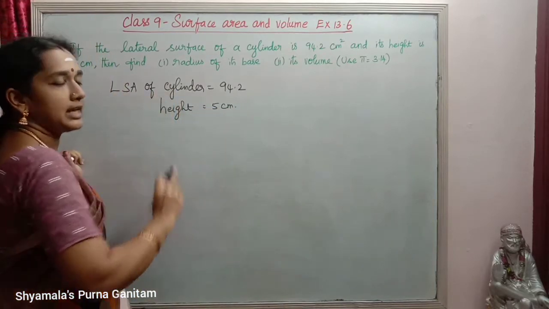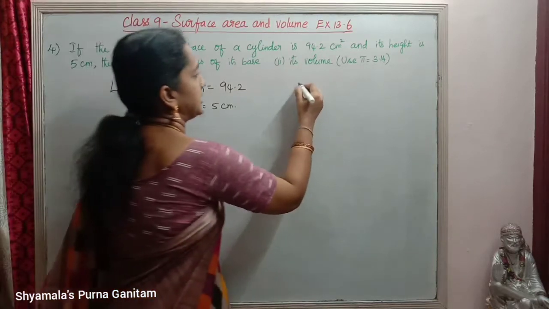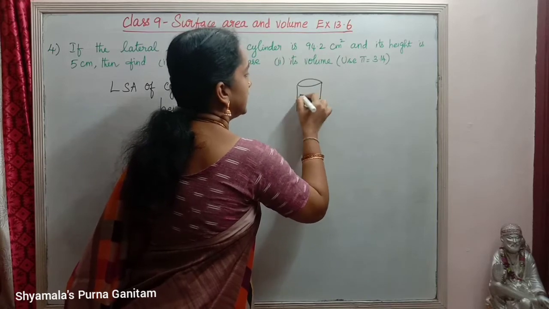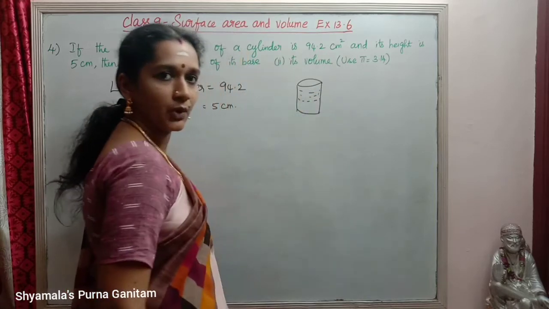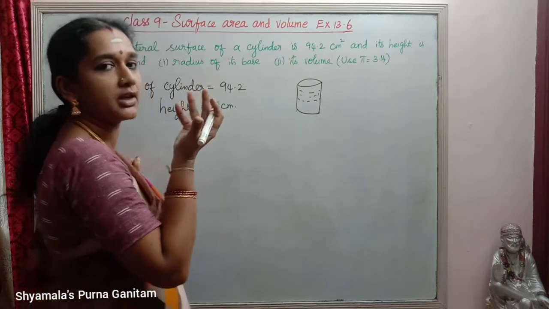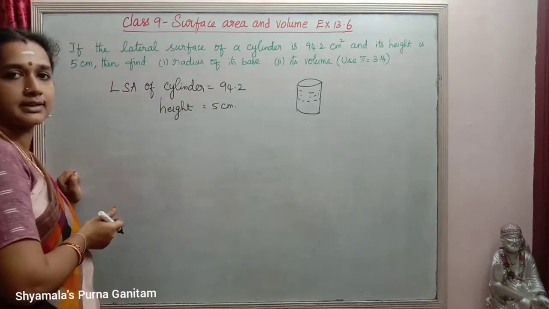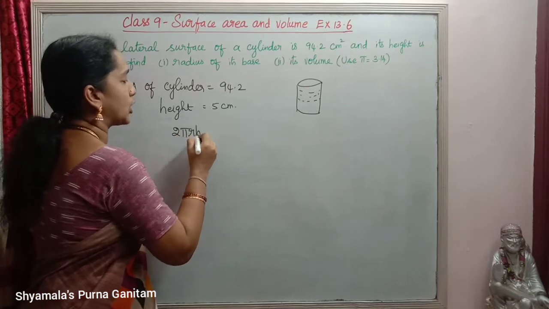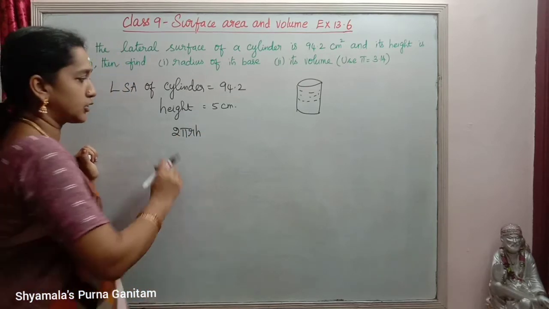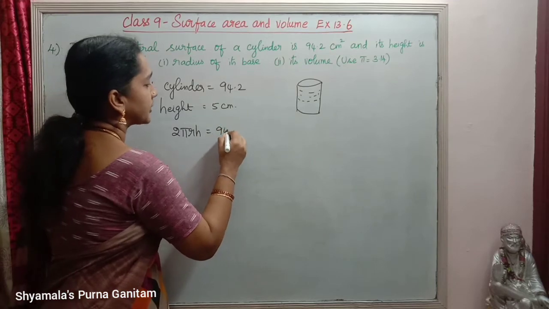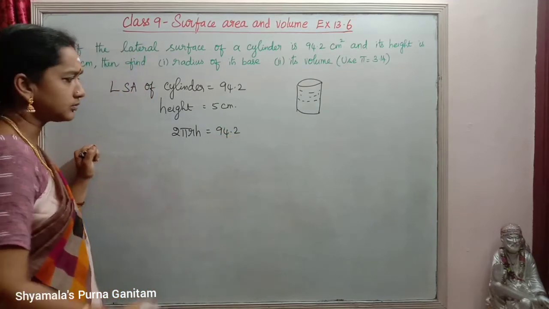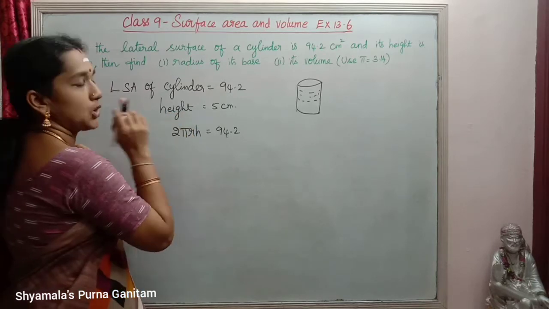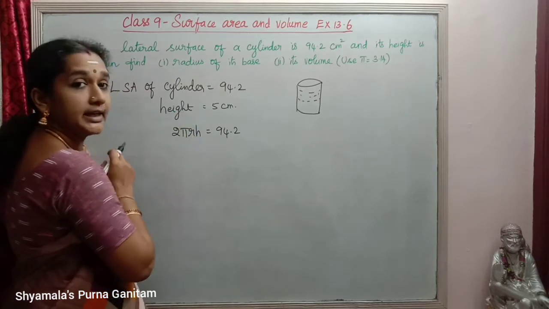So what is LSA of cylinder? If you take a cylinder, this is the lateral surface area, that is the curved circular part. That is the lateral surface area of the cylinder. We know that 2 pi r h is the formula for lateral surface area. So 2 pi r h is equal to 94.2. In this we will substitute height also. Height is given, and from this we will find the radius.